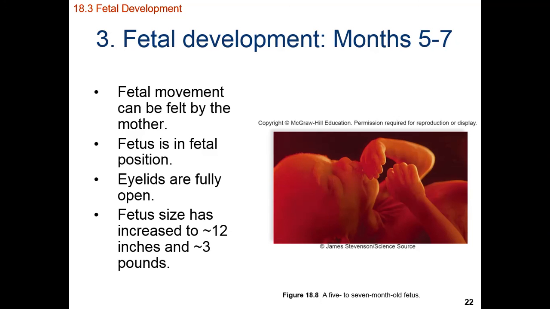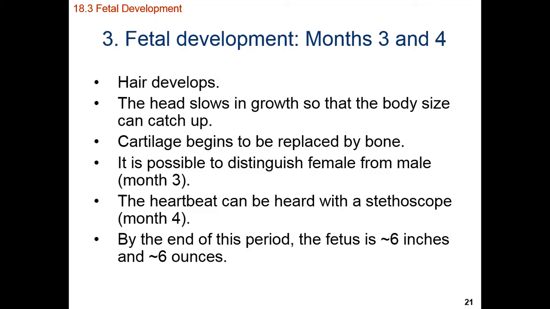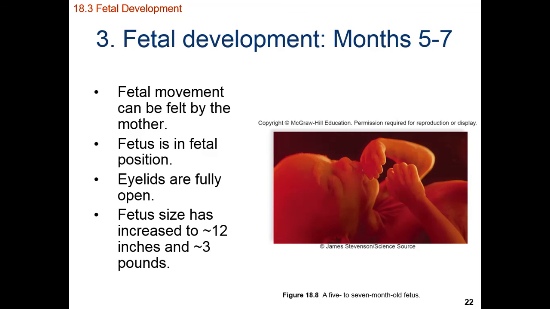Between months 4, 5, and 7, so let's back up here. Months 3 and 4 mark the beginning. Month 3, or this transitional stage, marks the end of the first trimester and the beginning of the second trimester. Months 5 and 6 start in the second trimester, and at this point in time, the mother can typically feel the movement of the fetus inside of her uterus.